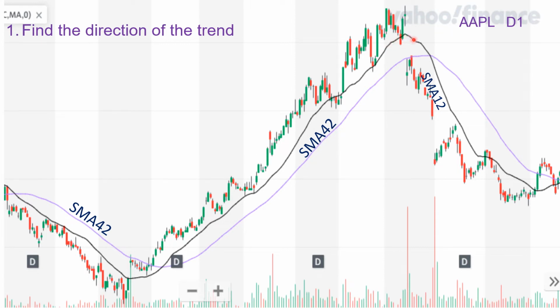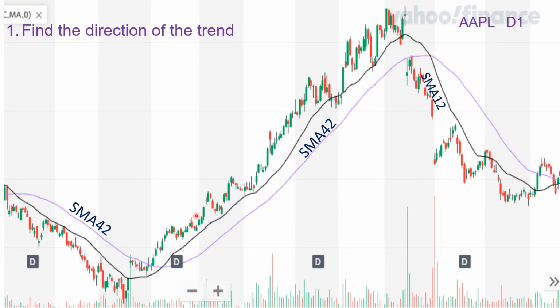And when the shorter moving average crosses the longer moving average while going downward, and the price is below the two moving averages here, that's a strong downtrend. The same thing as here. The shorter moving average crosses the longer moving average while going downward, and the price is below these two moving averages, it's considered a strong downtrend.